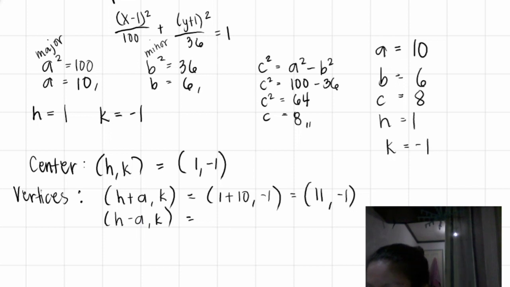Next is h minus a, and then k. Our h is 1. Class, just substitute; since these are given, you can follow along. H minus a, where a is 10, so h minus 10, and our k is negative 1.